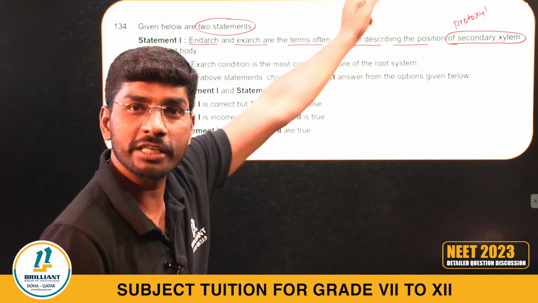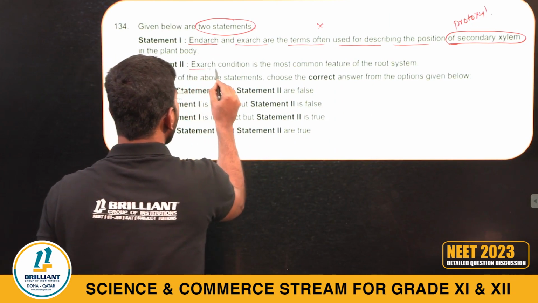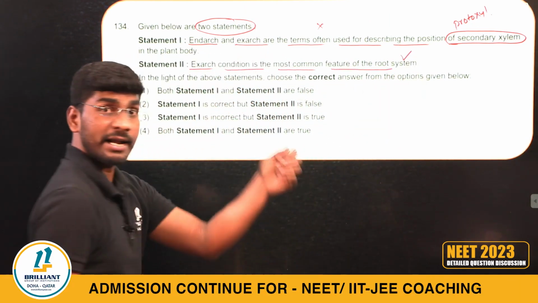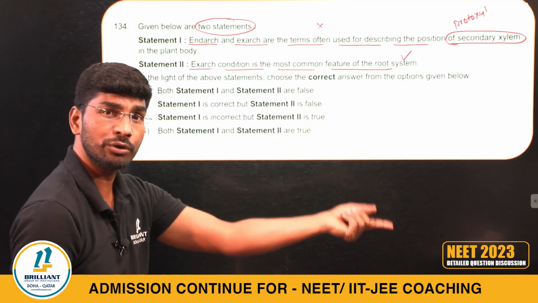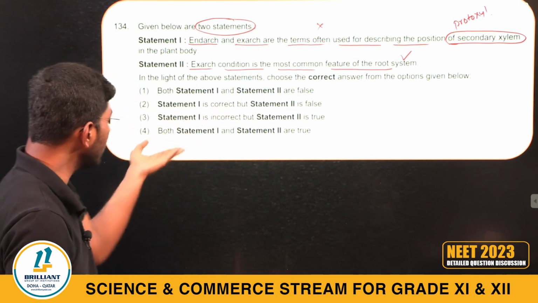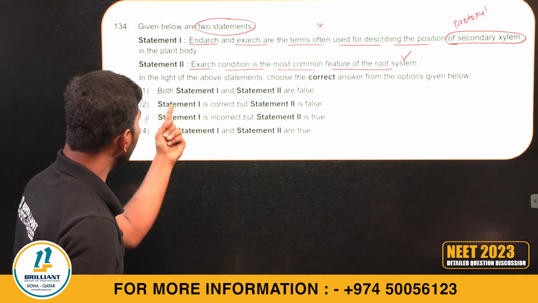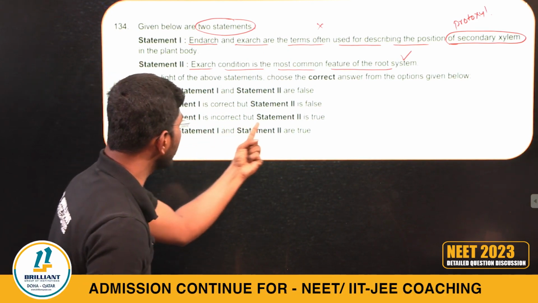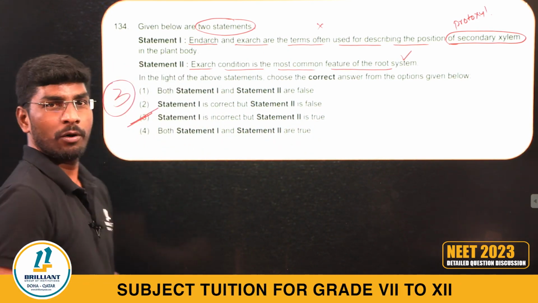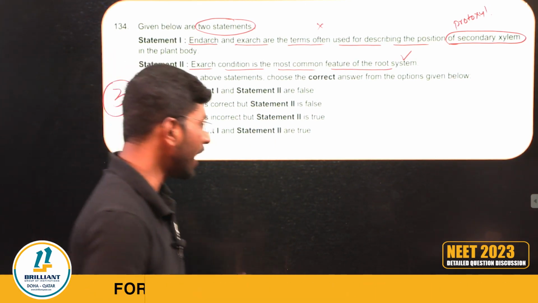Yes or no? So statement 1 is wrong. Statement 2: exarch condition is the most common feature of the root system. Yes, endarch is stem, exarch in root. So statement 1 is wrong, statement 2 is correct. Pick up the right answer. Statement 1 is incorrect, statement 2 is true. So, option 3. This is also from the anatomy of flowering plants chapter. Next question.